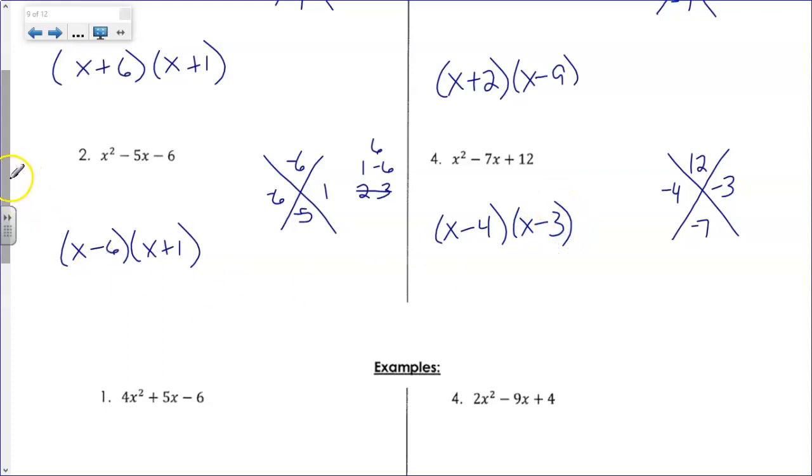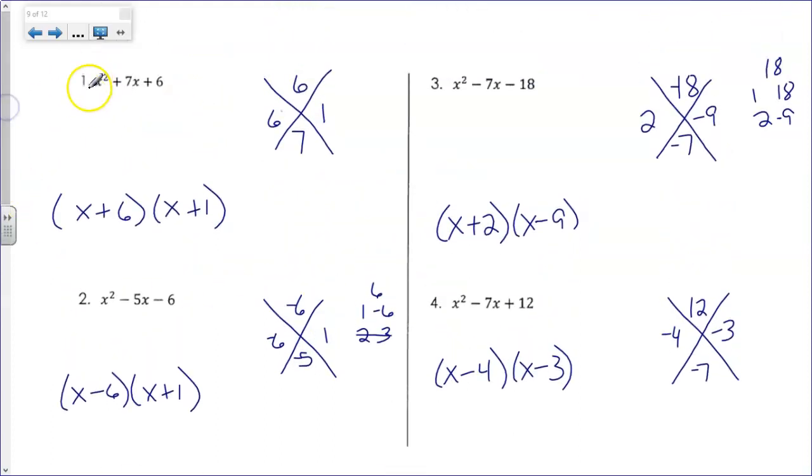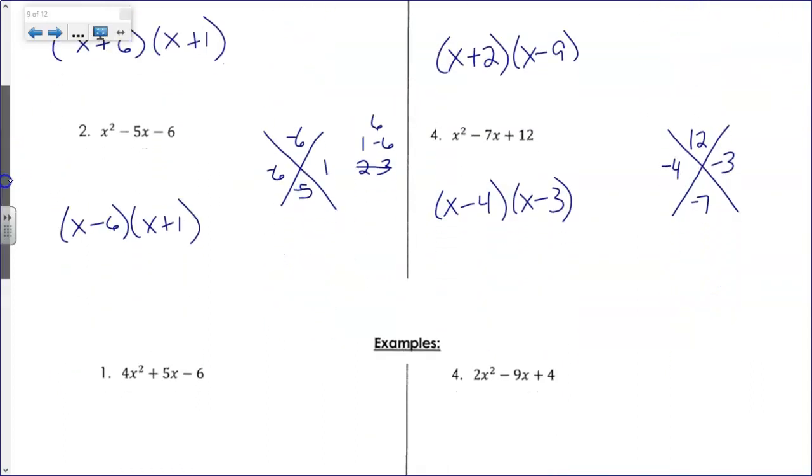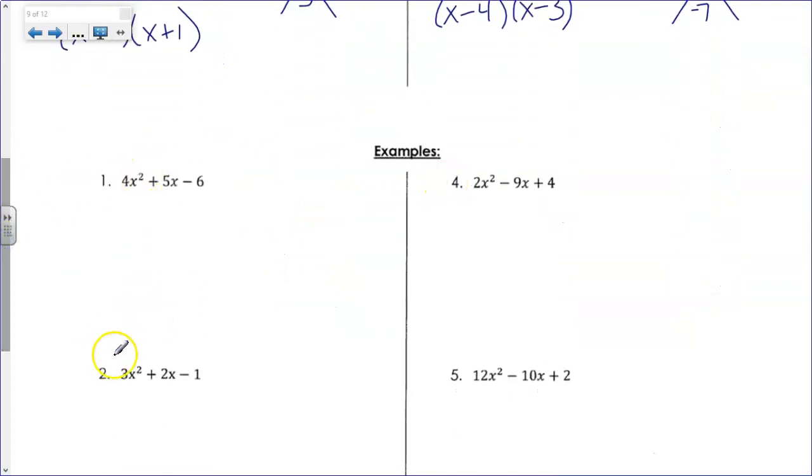So today, if you notice, all of the a's were 1. Okay, so that made it kind of quicker and easier. Tomorrow, we'll be doing the same thing, but our a's will not be 1. All right, check your plan book. Let me know if you have questions.